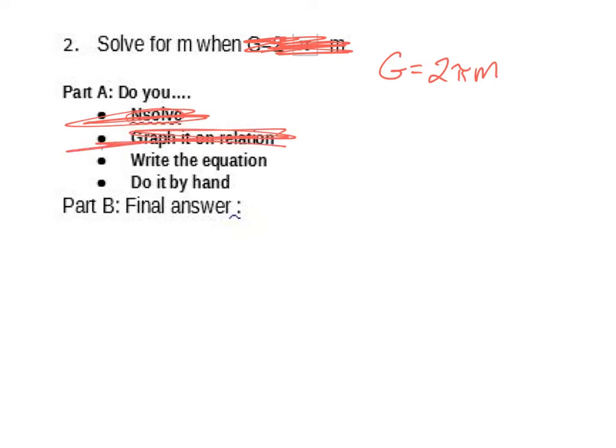So what we need to do is write the equation, and we need to do it by hand. So make sure you're circling this. There is no plus sign, there is no minus sign, so that means that they're being multiplied. Since they're being multiplied, our goal is to get m by itself. In order for us to get m by itself, I need to divide. So I'm going to divide both sides by 2 pi.